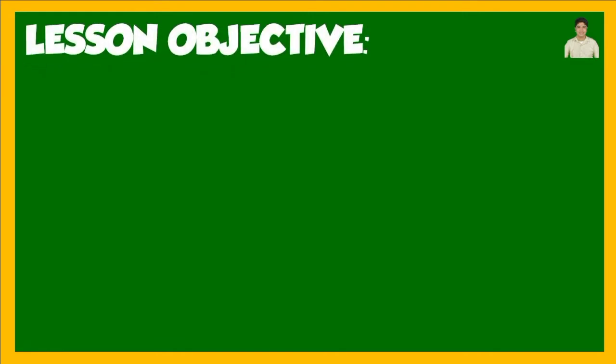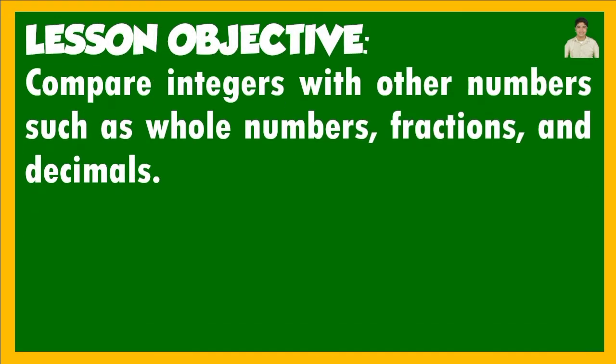So for our lesson objective, at the end of this video lesson, pupils, you are expected to compare integers with other numbers such as whole numbers, fractions, and decimals. So kapag nagko-compare tayo, ibig sabihin tinitingnan natin alin ang mas higit, alin ang mas malaki, mas mataas ang value, mas maliit yung value.